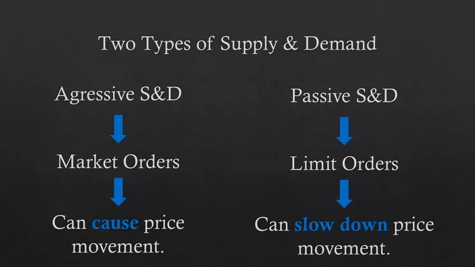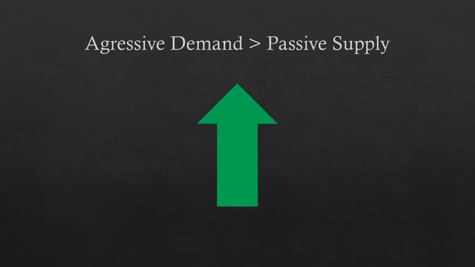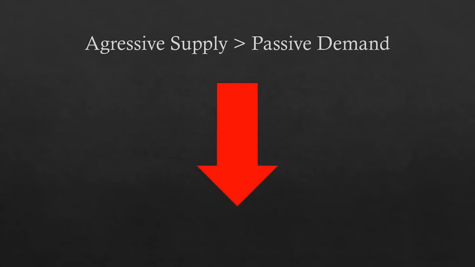So for price to move up, buyers have to display the initiative to buy at market. The limit orders from sellers can only slow down this process, but they cannot bring price down. In other words, if the aggressive demand is greater than the passive supply, the market will rise. For price to move down, sellers have to display the initiative to sell at market. The limit orders from buyers can only slow down this process, but they cannot bring price up.